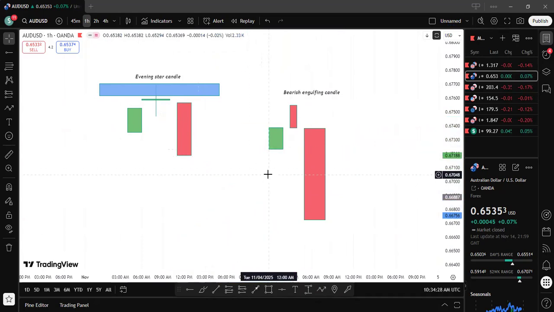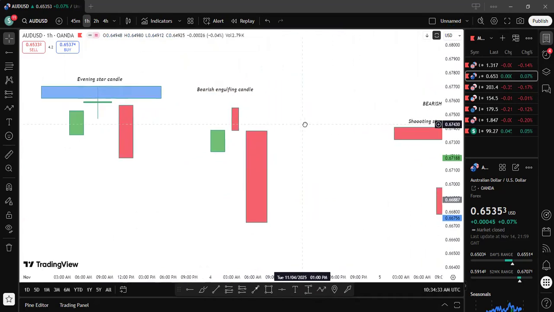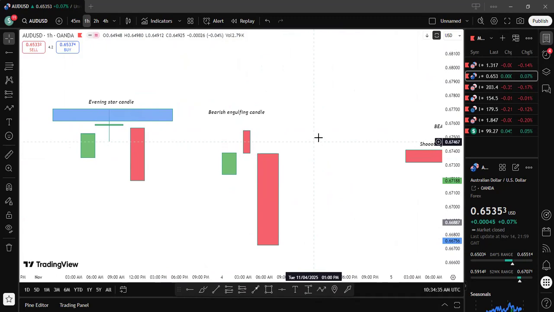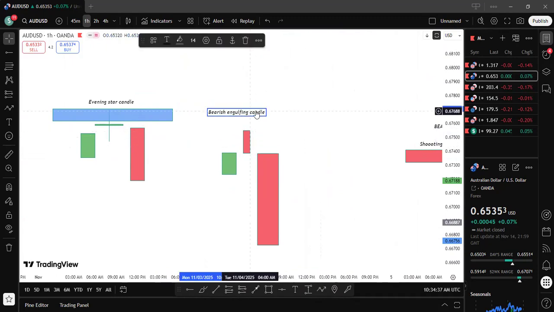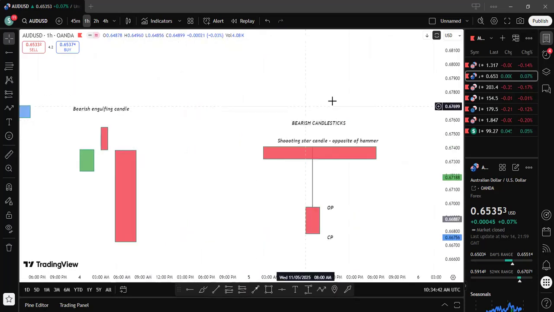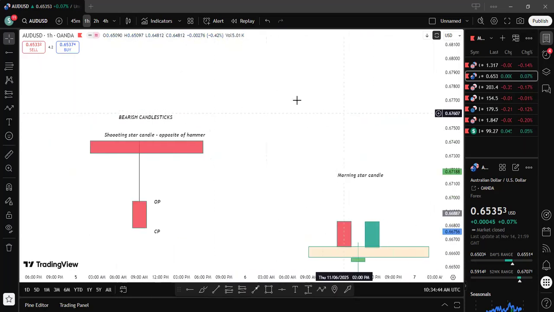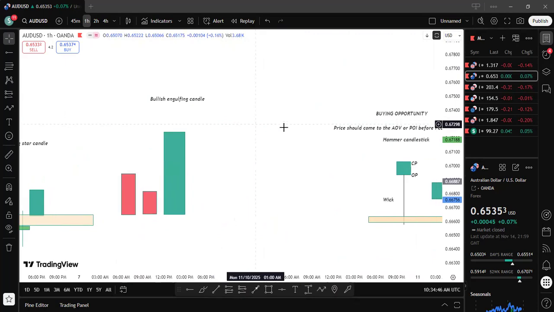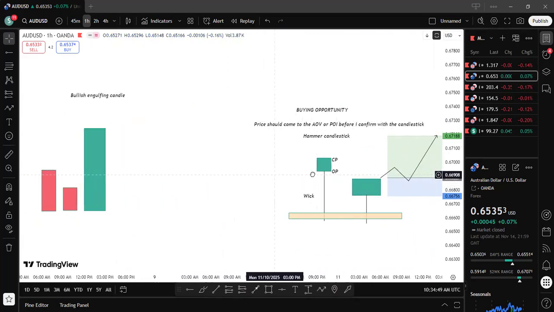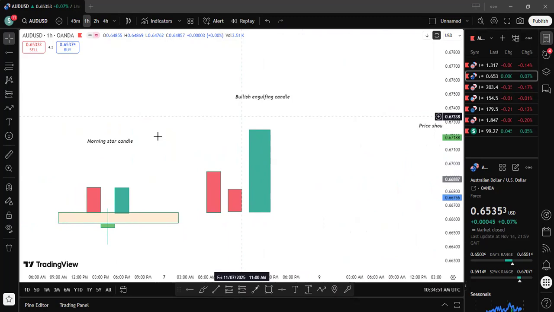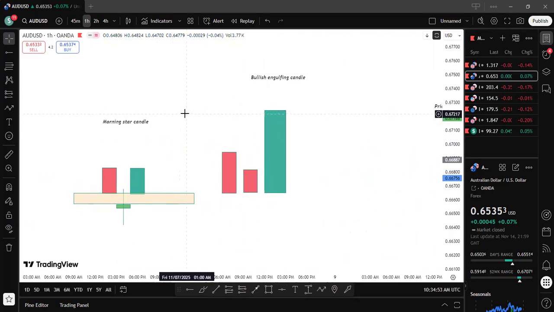So these are basically the candlesticks I use on any single trade I get. If the market is in a downtrend and I'm looking for a selling opportunity, I look for either an evening star candle, a bearish engulfing candle, or a shooting star candle. If the market is in an uptrend and I'm looking for a buying opportunity, I look for a hammer, or a bullish engulfing candle, or a morning star candle. These are what I use, all right. Then I apply proper risk management to manage my trade, right?